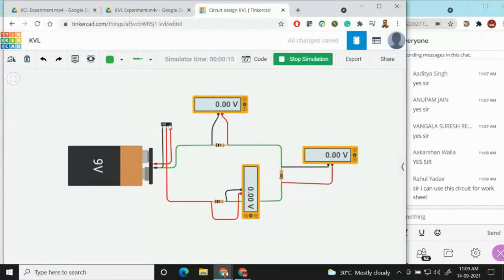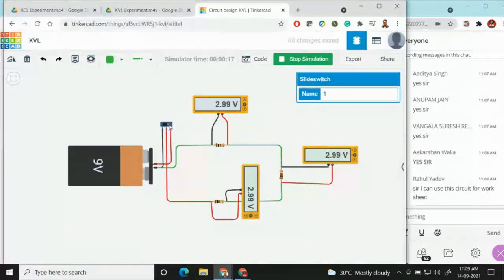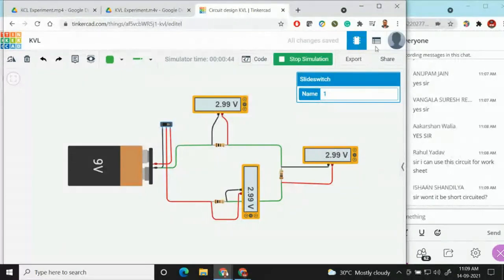When I press this switch to the on position, it will show the voltage 2.99, 2.99 and 2.99. Why is it showing the same voltage? Because I have used all the same resistors right here. If you sum up all these voltages, that will be equal to the 9 volt, and if you sum up all the EMF and voltages across the closed loop, that will be equal to 0.